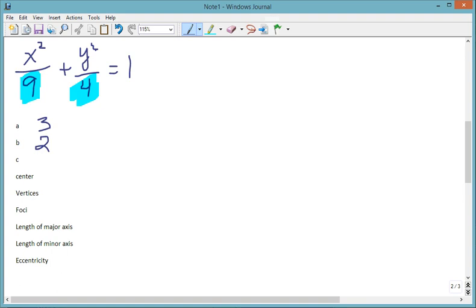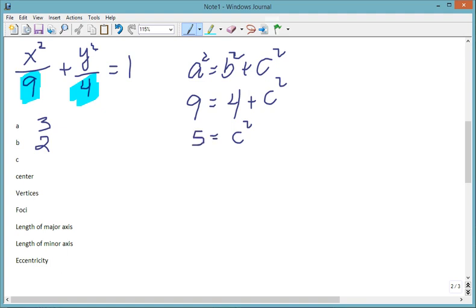Okay, so remember, A was the longest side. So it goes A squared equals B squared plus C squared. So A squared is 9, B squared is 4, and I'm trying to find C, right? So C squared is equal to 5, or C is equal to the square root of 5. So C is the square root of 5.